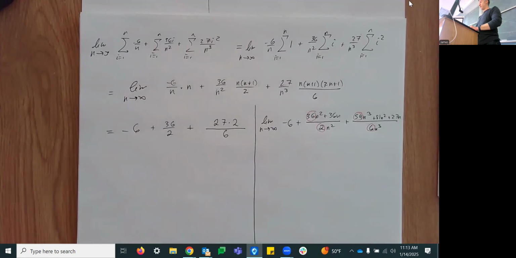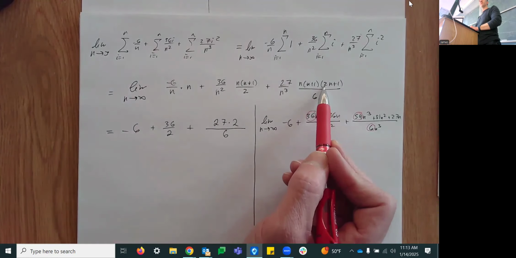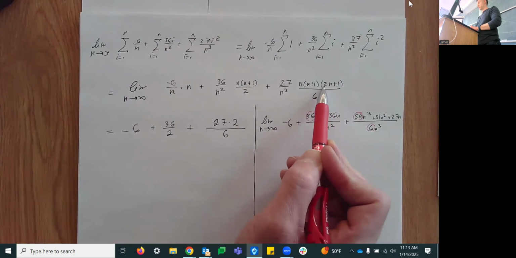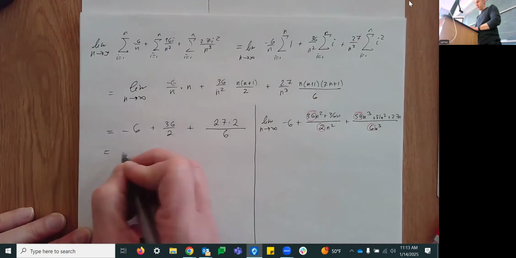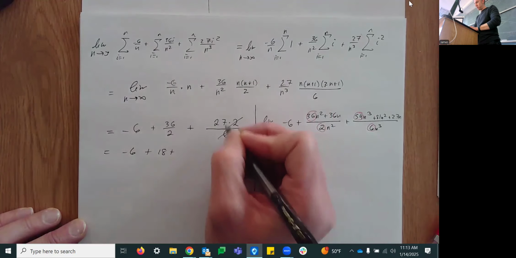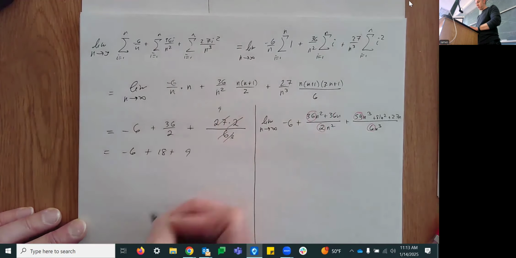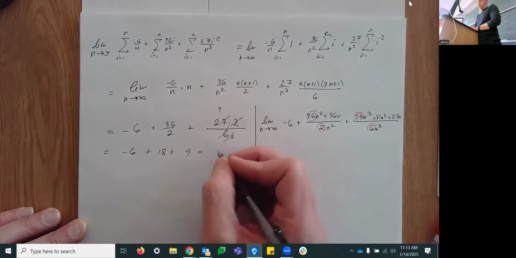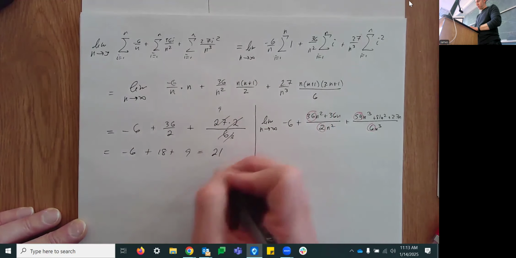You do have to be careful about that 2 there. It gets missed often. Don't forget about that 2 there. It's important. So then we end up getting -6 plus 18 plus 9. So we get 27 minus 6 is 21.